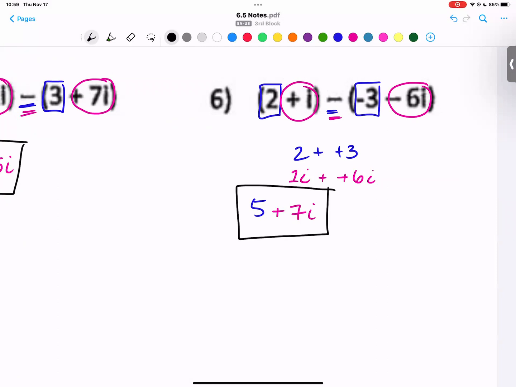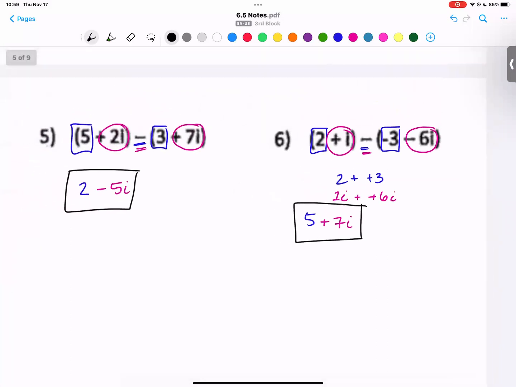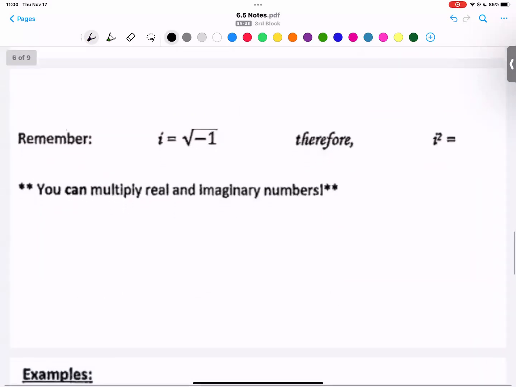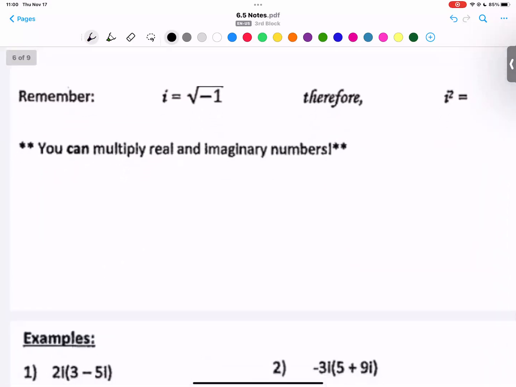Okay, so that is how you add and subtract with complex numbers. Super easy. You just add or subtract the real parts and add or subtract the imaginary parts together. Now, again, remember that i is equal to the square root of -1. Therefore, i squared would be equal to what? Think about it, see if you can figure it out.